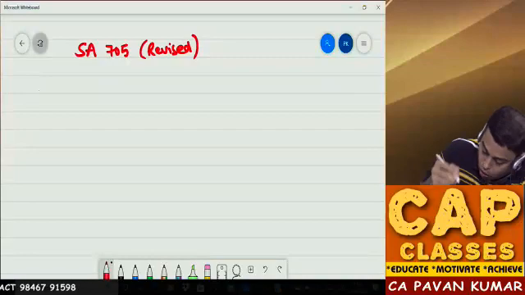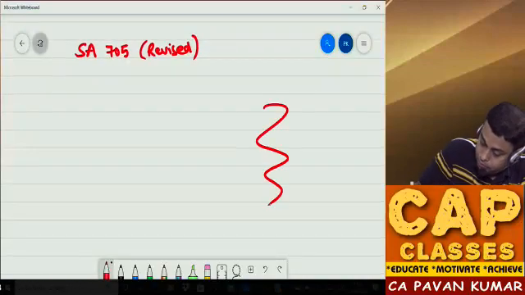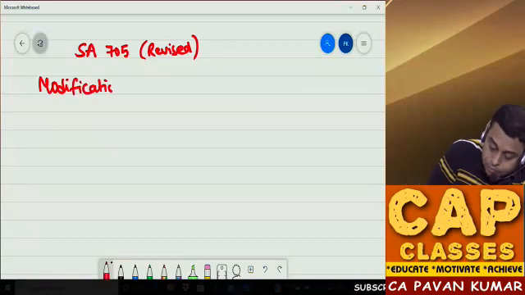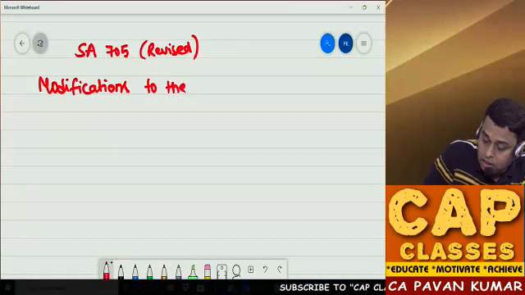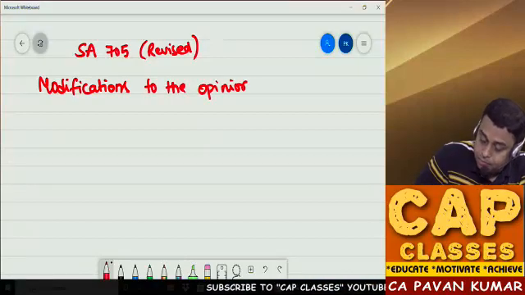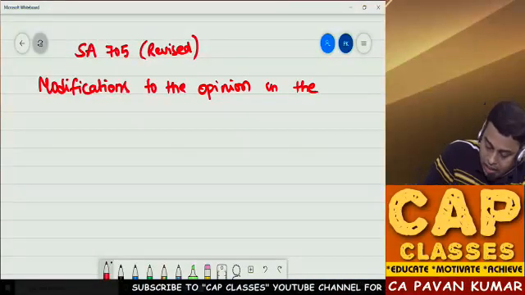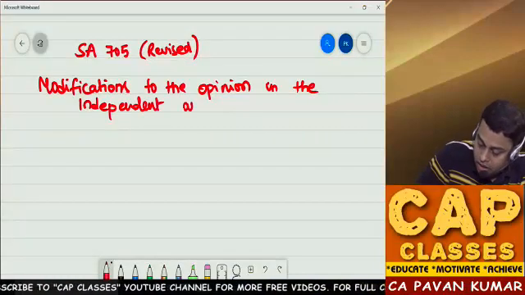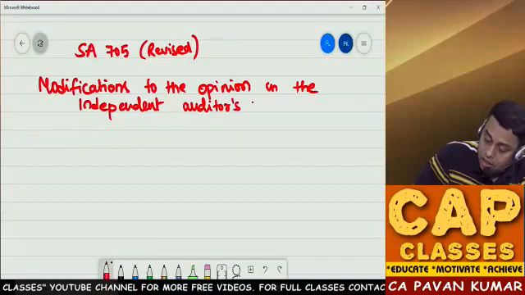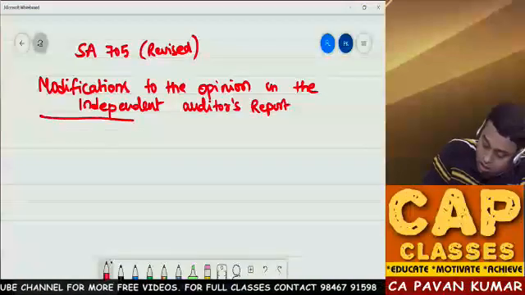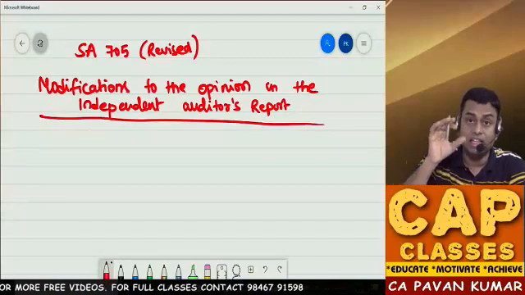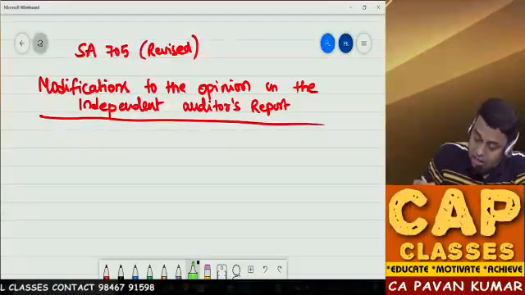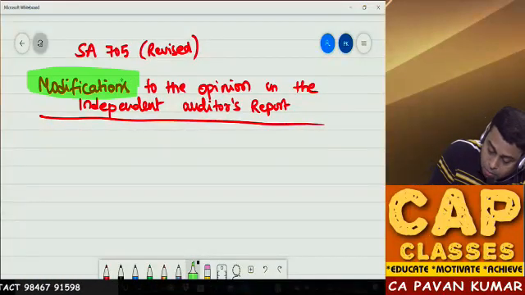Modifications to the opinion in the independent auditor's report. This is the title of the standard: modifications to the opinion in the independent auditor's report. So highlight this word, modifications.